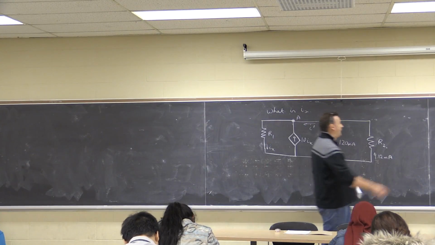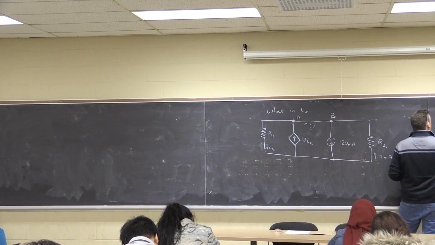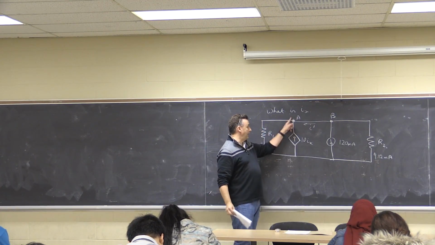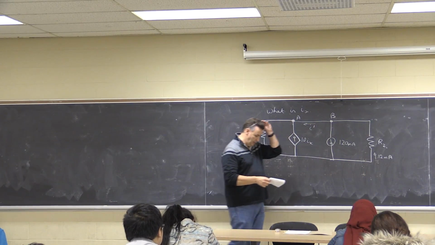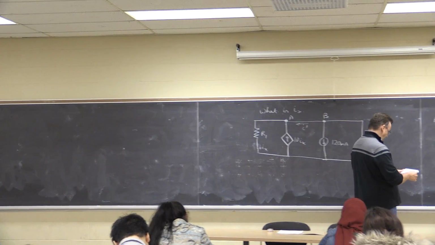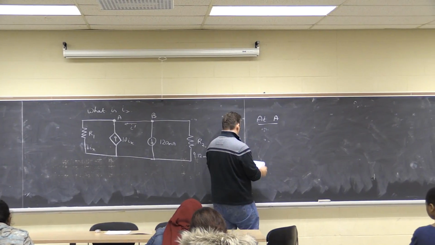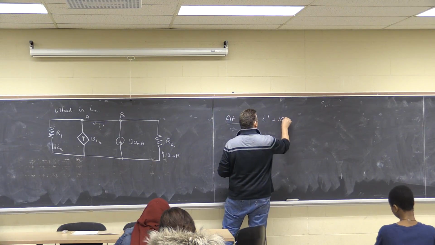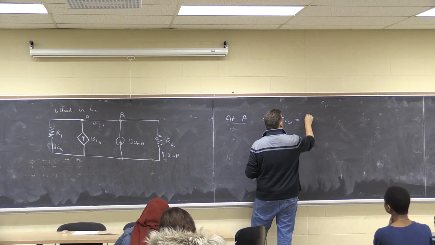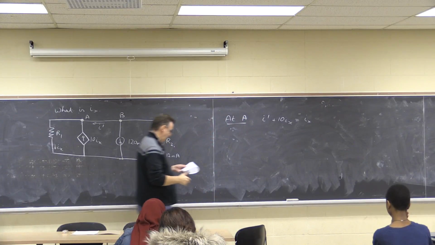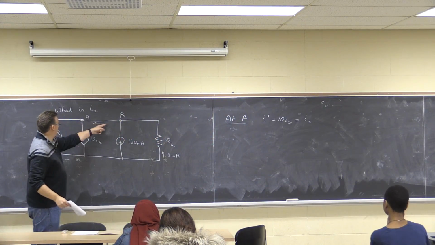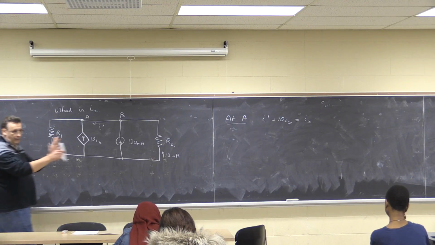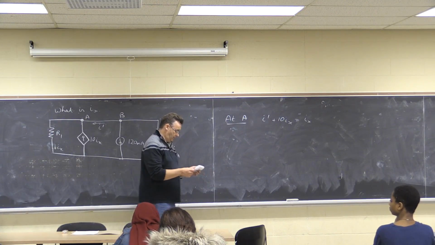So at A, what do I know? Well, I've got Ix coming out, I've got 10 Ix going in, and I've got I prime going in. So I could say that I prime plus 10 Ix equals Ix. So 10 Ix plus I prime equals what's coming out. If I put what goes in on one side and what comes out on the other, it saves having negatives and positives.